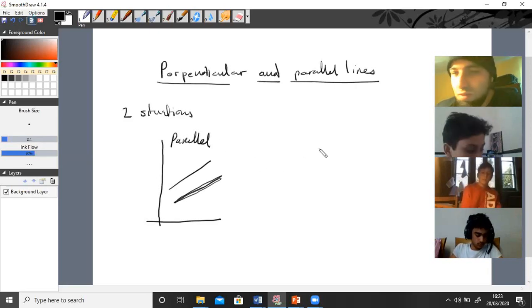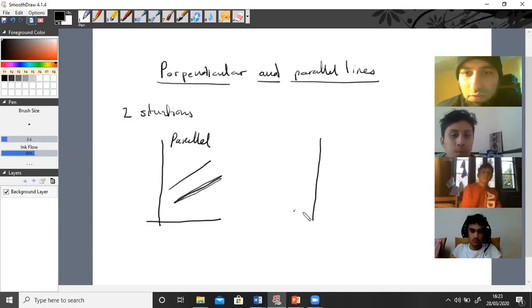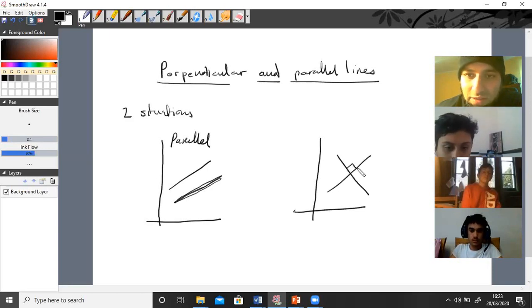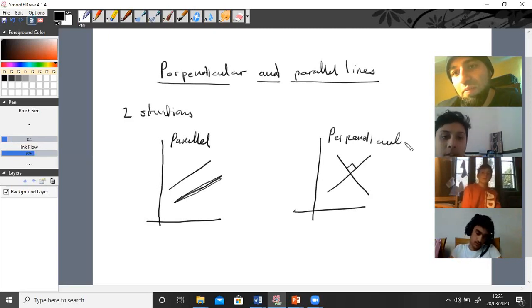And then you have this situation here, which is the more difficult one, which we're going to look at. You've got two lines and they cross each other. What do you call that? Perpendicular, yeah.